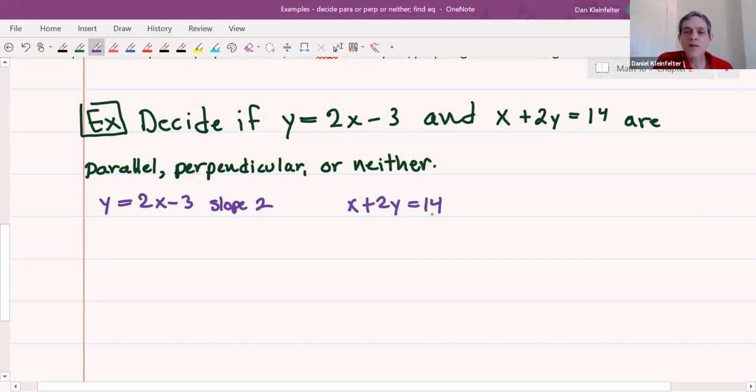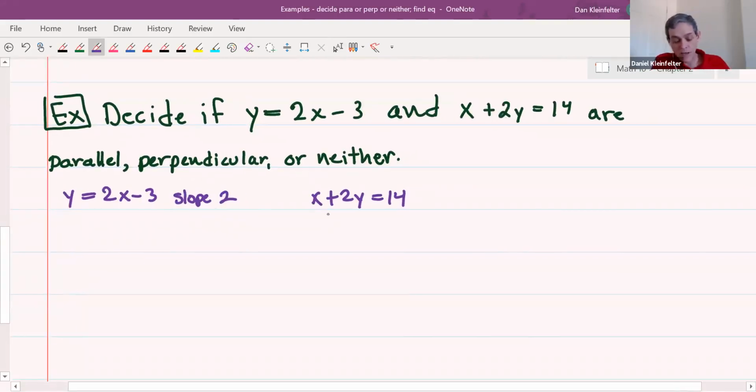For the second one, x plus 2y equals 14, there's an easy way to do this and a hard way. The hard way would be to pick an x, solve for y, pick another x, solve for y. Now you've got two points. Then you use the formula for slope to calculate the slope from those two points. That's the more time-consuming way. You're better off rewriting this so that the y is isolated. So we'll solve for y.